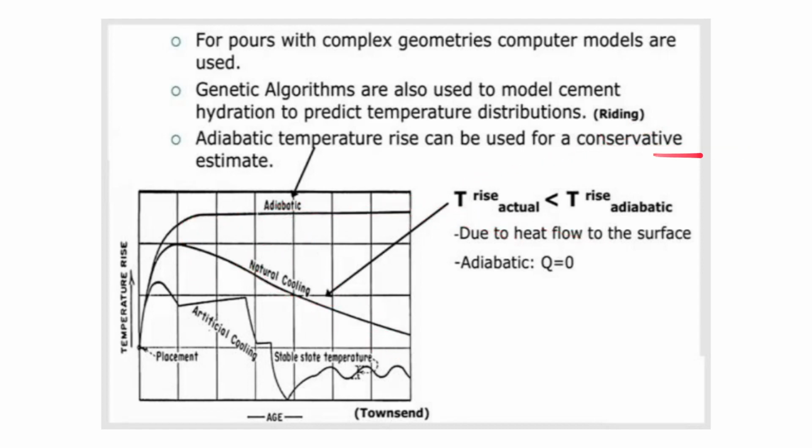That's why it is a conservative estimate. This is mainly because there is heat flow to the surface in the case of natural cooling. That is not possible in adiabatic conditions, because the temperature increase of the concrete is maintained with the temperature increase within the surroundings. The surrounding temperature and the concrete temperature both increase, due to which there is no loss of heat. Therefore, in the adiabatic condition, Q is equal to 0.